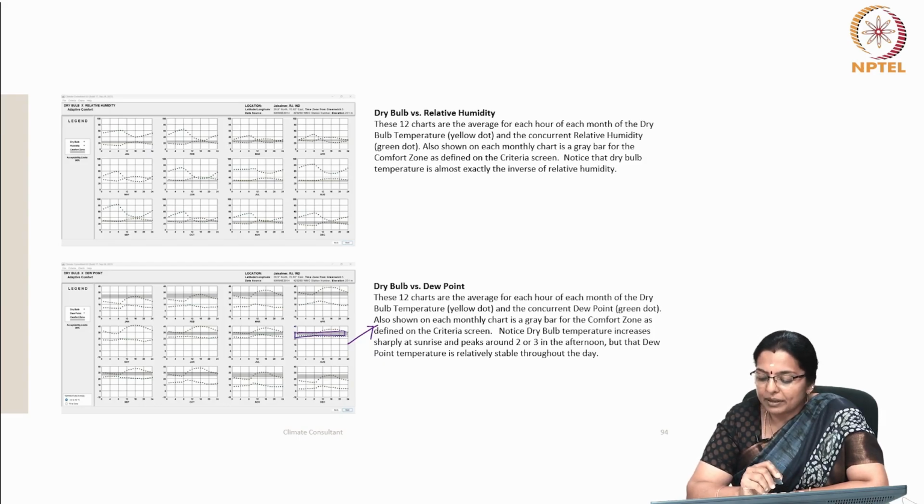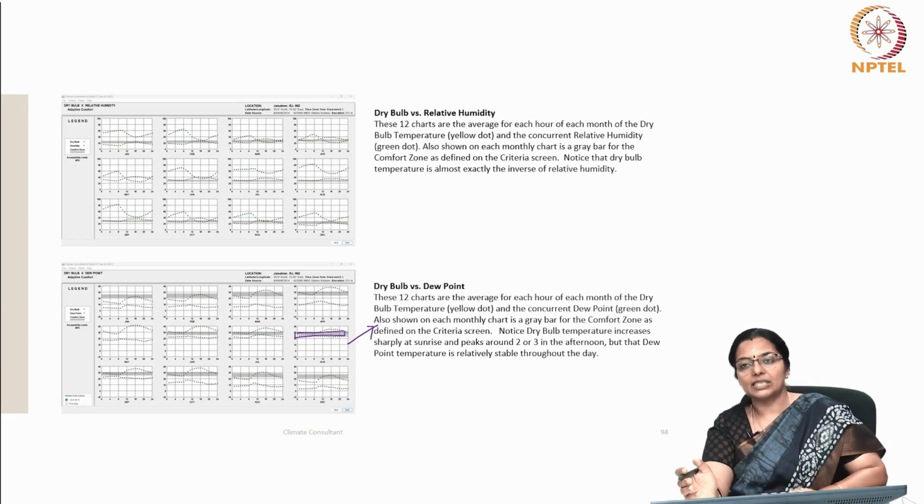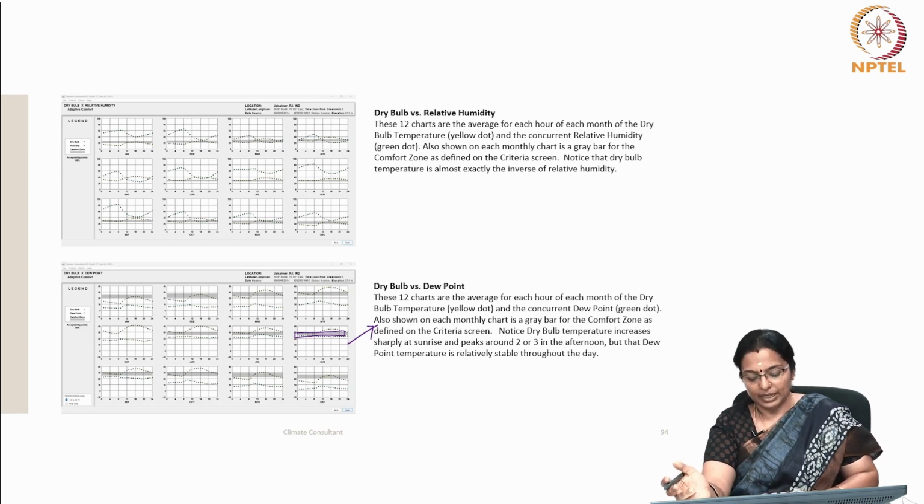Notice dry bulb temperature increases sharply at sunrise and peaks around 2 to 3 in the afternoon, but then dew point temperature is relatively stable throughout the day.